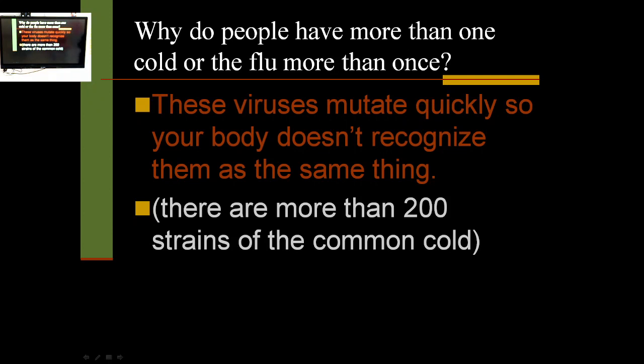Why do people have more than one cold or the flu more than once? Sometimes we will get the flu many times. Why? Because these viruses mutate quickly, so your body doesn't recognize them as the same thing. Any virus that mutates quickly, your body will not recognize it again because it changed its structure. So there are more than 200 strains of the common cold or the flu.